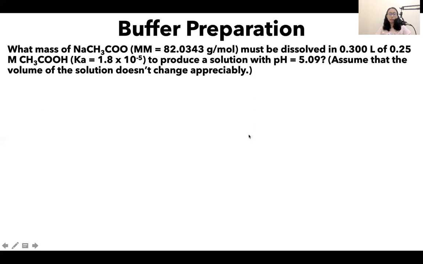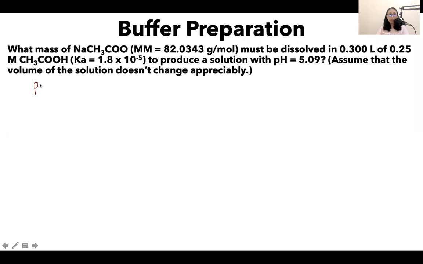Now take note, there is a very important assumption given in this problem. So we should assume that the volume of the solution, once we add the solid sodium acetate, will not change appreciably. So it will remain very, very close to 0.300 liter. So how do we solve this problem? So again, we identify our given. Let's write first our Henderson-Hasselbalch equation.